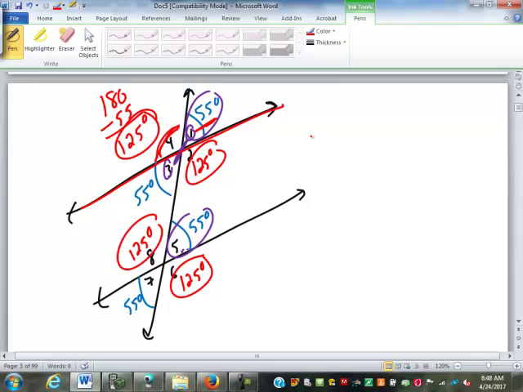Now, normally on these, like I said, when you have parallel lines cut by a transversal, there's 8 angles formed, but only 2 different angles. And normally you can tell which ones are which. Like here, this one is an acute angle, right? By acute, I mean less than 90 degrees.